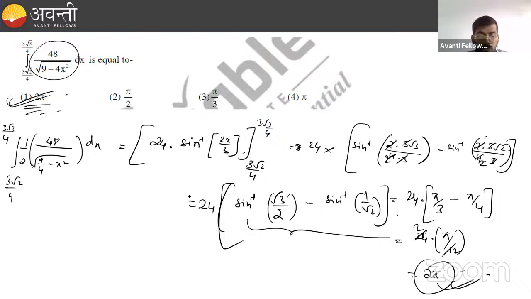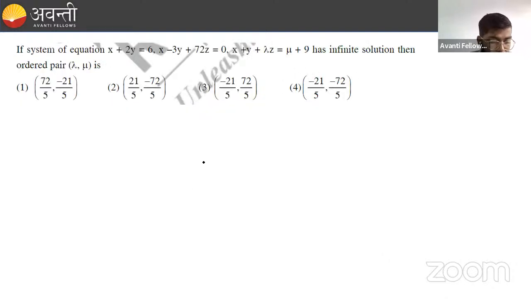I hope you guys have understood. Let's solve one last question. Here, in the system of equations, if this has infinite solutions, then the ordered pair lambda and mu is. Okay, so we have been given the system of equations, and it has been told that this system of linear equations in 3 variables has infinite solutions.